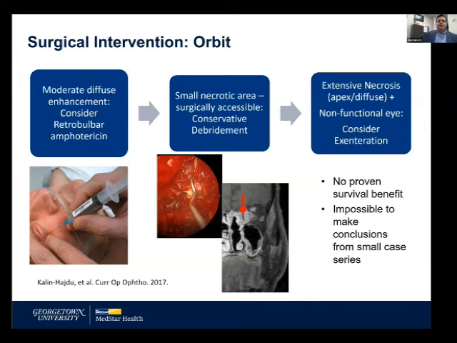And one of the big questions comes when you start having really extensive necrosis, notably at the apex or diffusely, as well as with a non-functional eye. So the patient's blind, can't move the eye, it's a frozen globe. We start to consider exenteration or orbital clearance, which is basically clearing everything out of the orbit, removing muscles, fat, globe, all the way back to the orbital apex. And the problem with this is we don't have any data that it definitely improves survival.